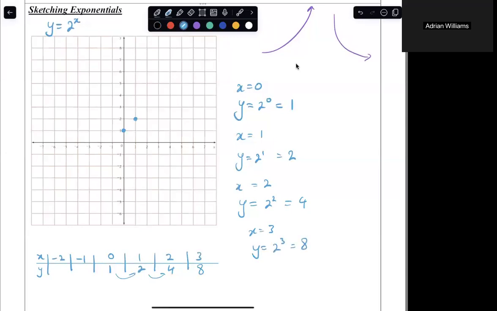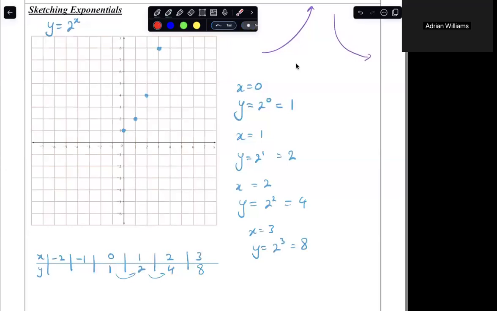Now let's have a look at the negatives. First, we'll just plot those values that we've just done. So at 2, we get 4. You'll notice that the y values are now jumping quite significantly. At 3, we get 8, and we're starting to see that quite sharp growth curve happening.